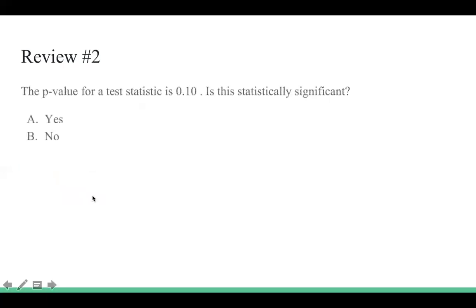All right, so the p-value for a test statistic is 0.10. Is this statistically significant, yes or no?